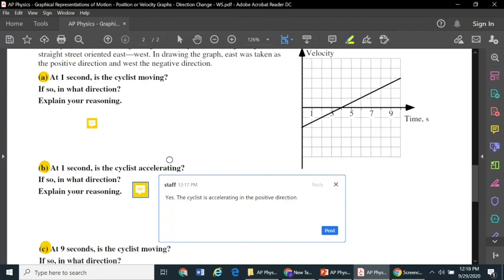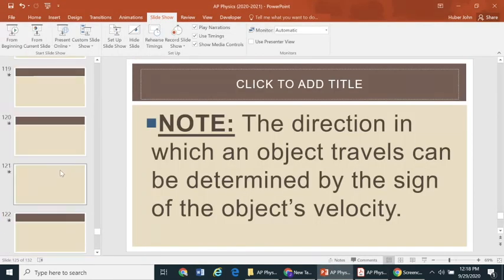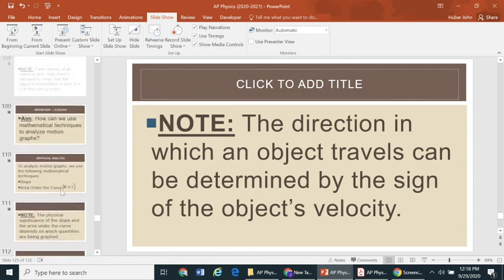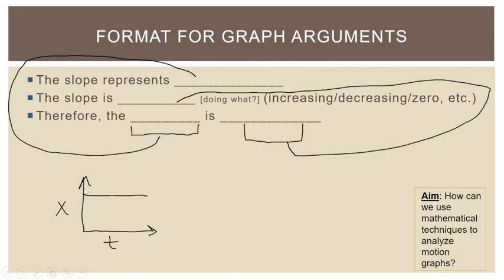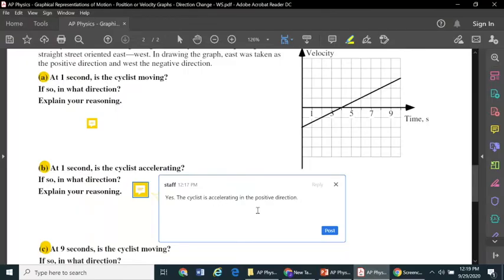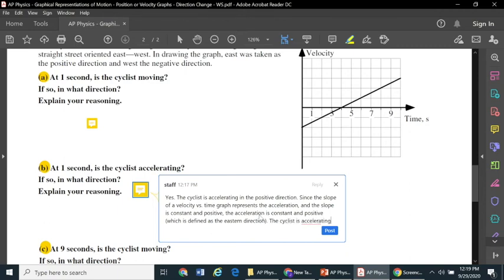Now, how are you supposed to explain that? Well, if you go back in the notes to something we said the other day, I want you to answer all graph questions by saying the slope represents blank, then say what the slope is doing, and then tell me what's happening to the thing the slope represents. So we'll answer this by saying, since the slope of a velocity versus time graph represents the acceleration, and the slope is constant and positive, the acceleration is constant and positive, which is defined as the eastern direction. The cyclist is accelerating to the east.